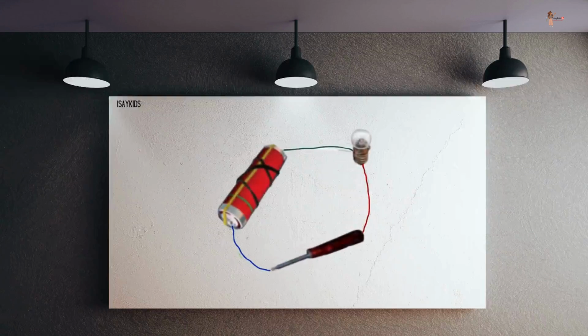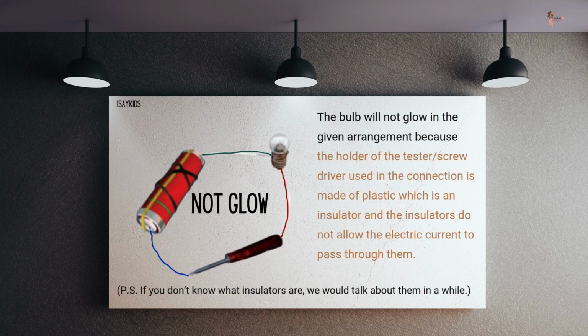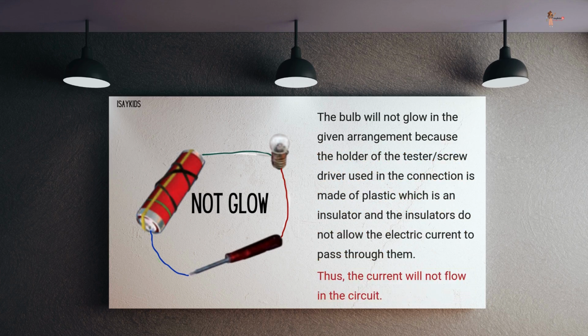Now tell me, why the bulb would not glow in the arrangement shown here? Any guesses? Look carefully. Well, the bulb will not glow in the given arrangement because the holder of the tester or screwdriver used in the connection is made of plastic, which is an insulator, and insulators do not allow the electric current to pass through them. Thus, the current will not flow in the circuit.